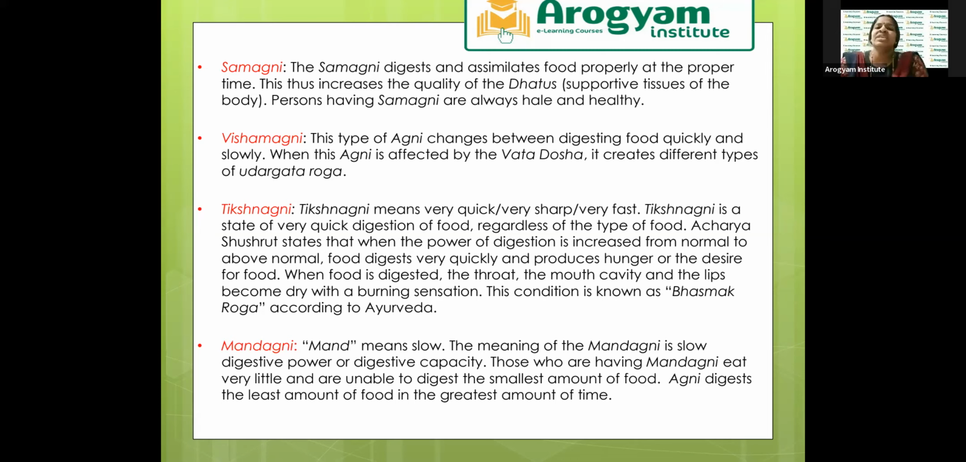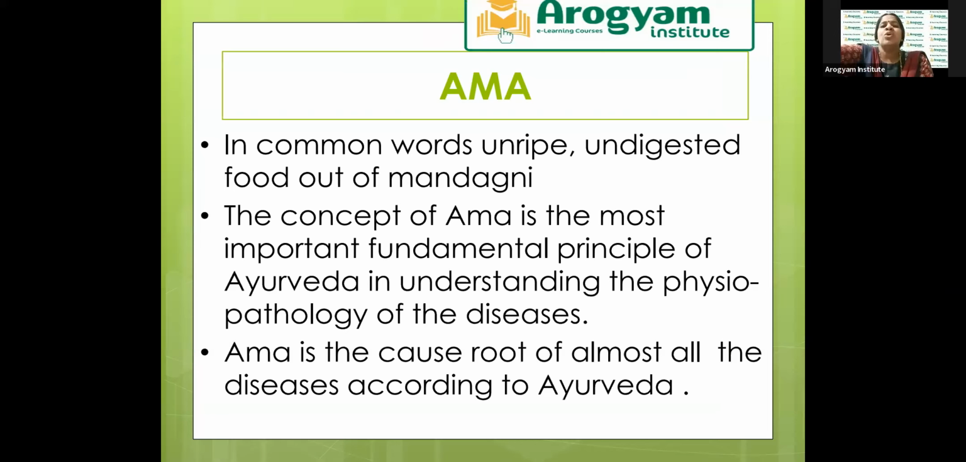So Samagni is all three doshas in normalcy. Vishamagni is by vata dosha, Tikshnagni because of pitta dosha, and Mandagni is because of kapha dosha. Remember this part. Now let us see the next. So hope all of you have understood the concept of Agni, right?